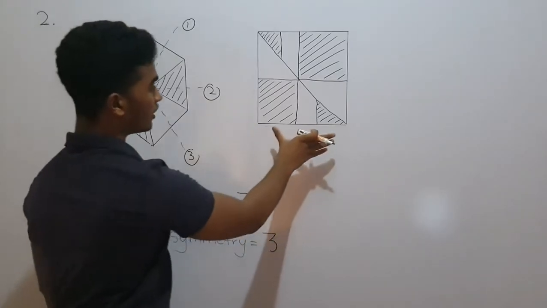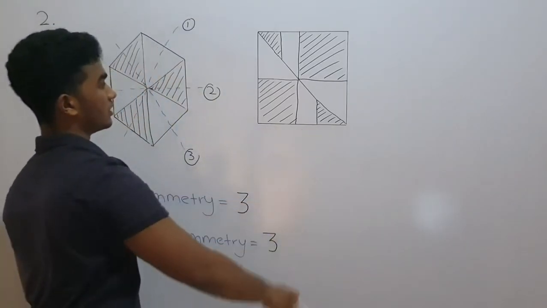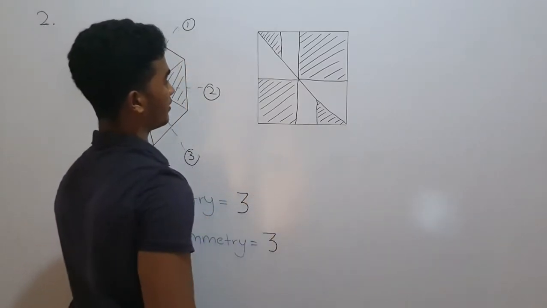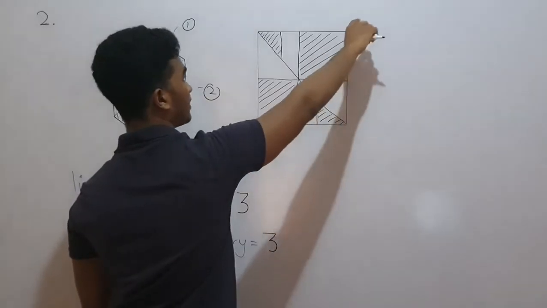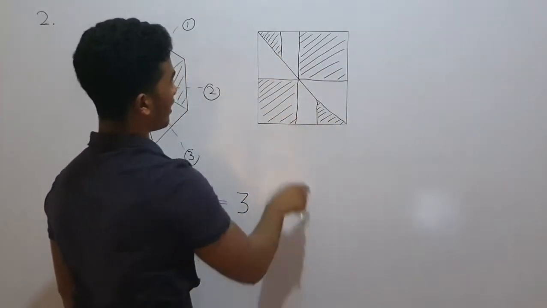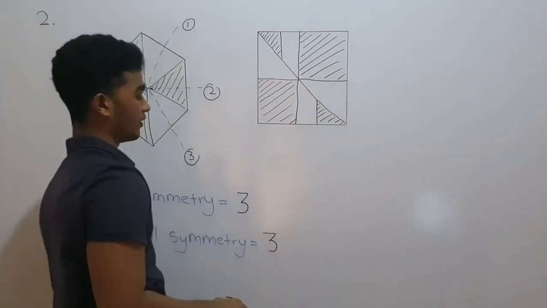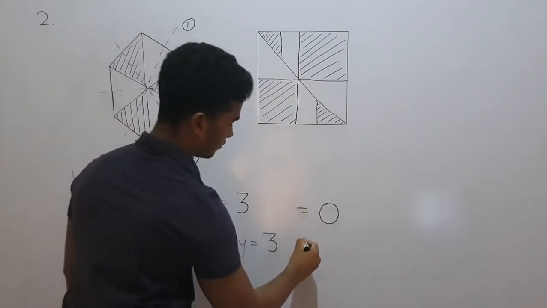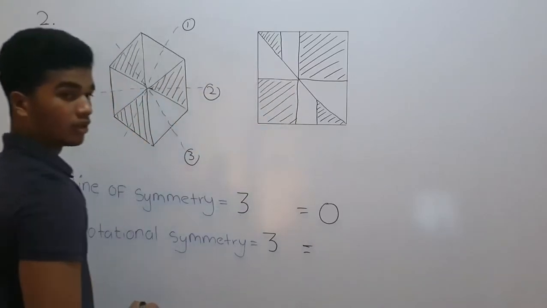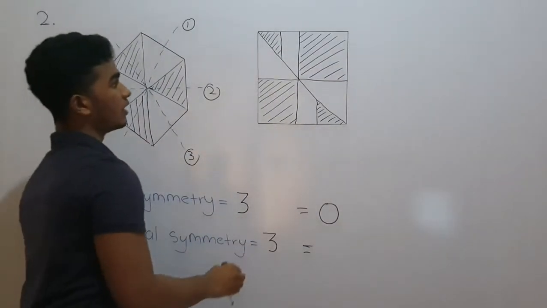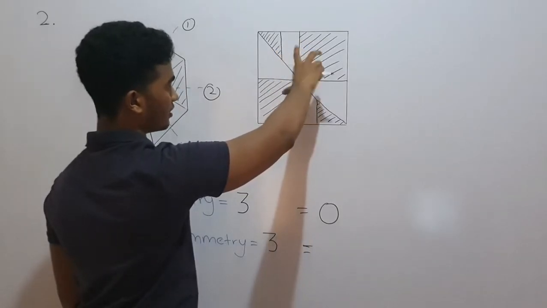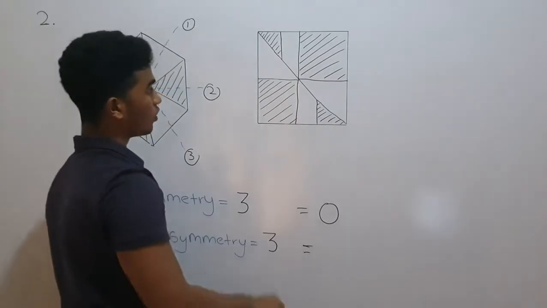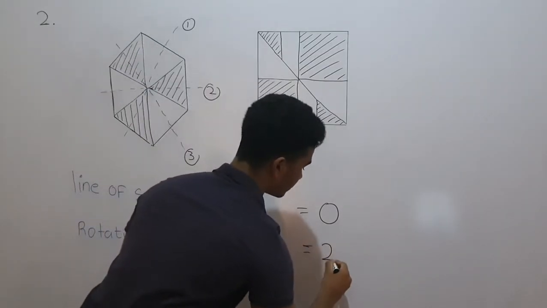Then we'll move on to this object, this diagram. For this diagram, actually there are no lines of symmetry, because if you draw the line of symmetry like this, the two sides won't align, and this way there is no line of symmetry, so it is 0. Then the rotational symmetry. When it is rotated 360 degrees, this will align to this and this will align to this. So there will be 2 rotational symmetries.